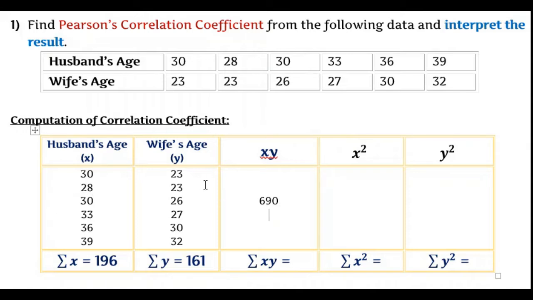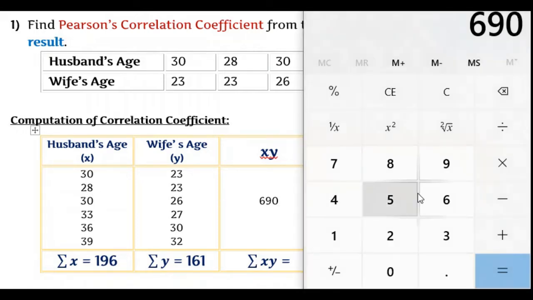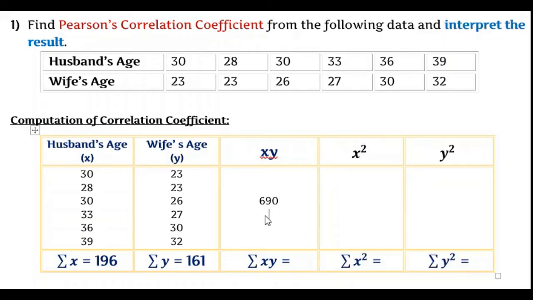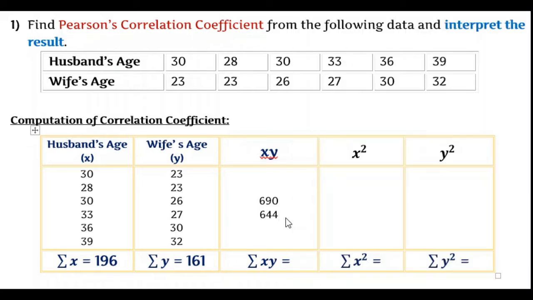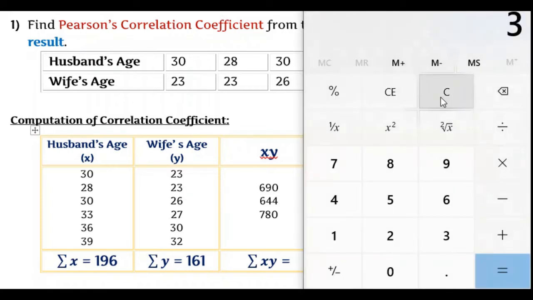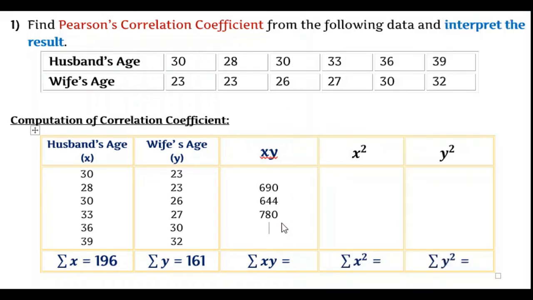Next value is 28 into 23. So 28 into 23, let me calculate, which is equal to 644. I'll be writing down here. And next value is 30 into 26. So I'll be doing that now. 30 into 26, which is equal to 780. And next is 33 into 27, which is equal to 891. I'll write down that here, 891.